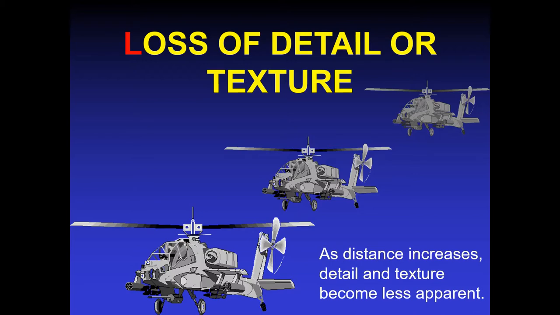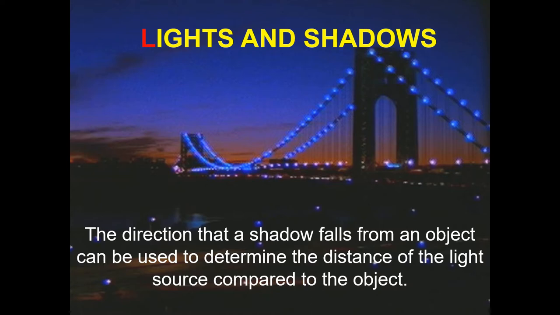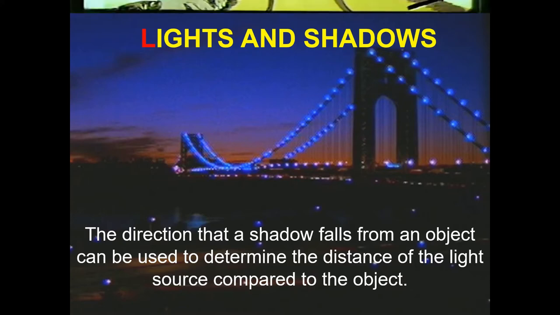And we have lights and shadows. The direction that the shadow falls from an object can be used to determine the distance of the light source compared to the object. In other words, if the shadow is being cast toward you, you know that the light source is actually farther away than the object. If the shadow is being cast away from you, then the light source is actually closer than the object. And this will help you estimate distance.